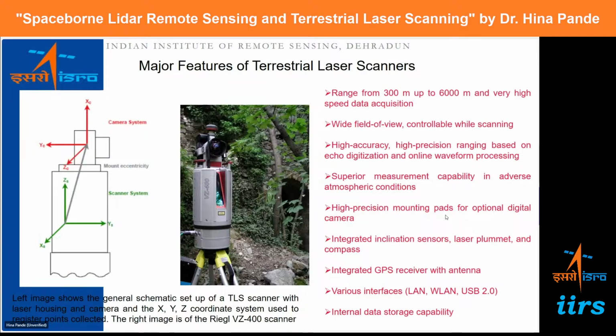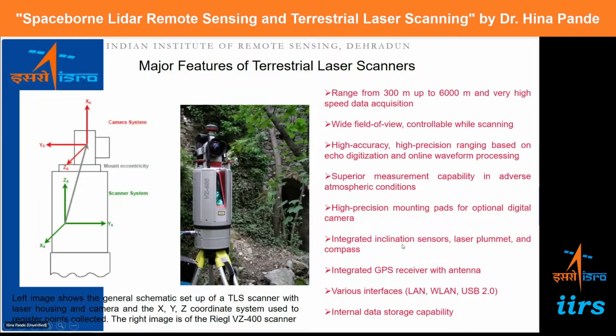Now, major features of terrestrial laser scanners are that they have a variable range, as you can see. They can range from a few meters, a few hundred meters to a few thousand meters. It has a wide field of view, which is controllable while scanning. So we can choose the field of view, how much we want to scan, depending upon the type of object and the type of data that is required. High accuracy, high precision ranging is based on echo digitization and online waveform processing.